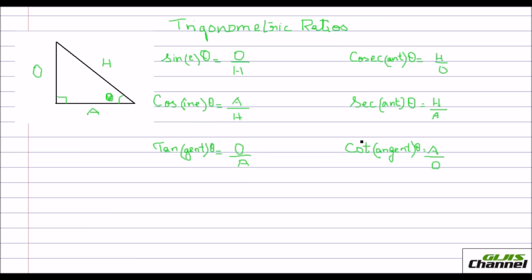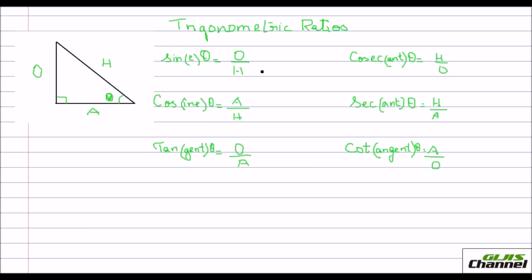These are the 6 ratios which you need to be thorough with. So one is sine theta, which is opposite over hypotenuse, cos theta, adjacent over hypotenuse, tan theta, opposite over the adjacent, cosecant theta, hypotenuse over opposite, secant theta, which is hypotenuse over adjacent, and the last one, cot theta, adjacent over opposite.